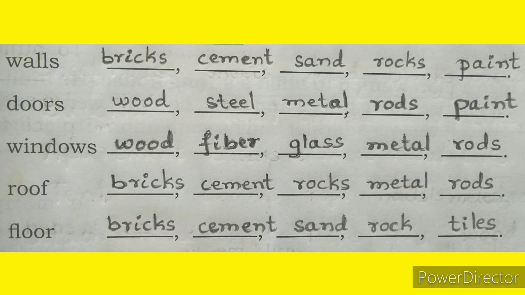Next, for doors, what do we need? For doors, we need wood, steel, metal rods, paint. For windows, what do we need? For windows, we need wood, fiberglass, metal rods. And for roofs, what do we need? For roofs, we need bricks, cement, rocks, metal rods. And for floor, we need bricks, cement, sand, rocks, tiles.